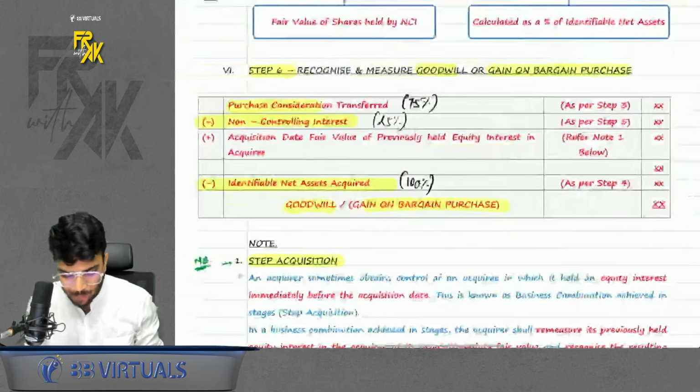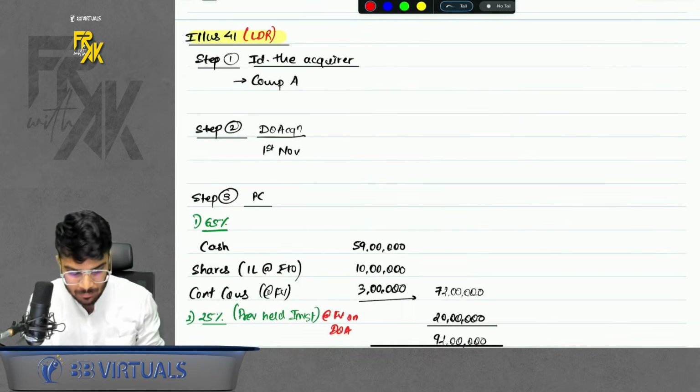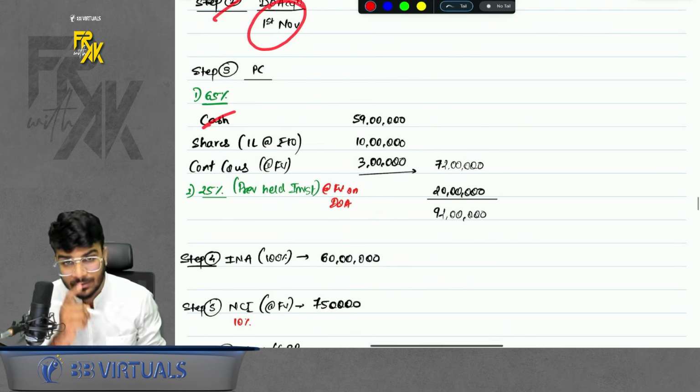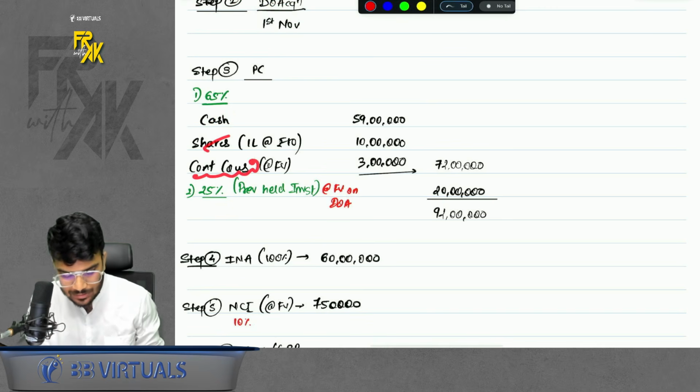So simply follow all the 6 steps. How will you follow it? So it is very simple. Step number 1, identifying the acquirer. Step number 2, date of acquisition. Step number 3, PC. In PC, we gave cash, shares, contingent consideration. It will come at fair value. It was given in the question. Okay.